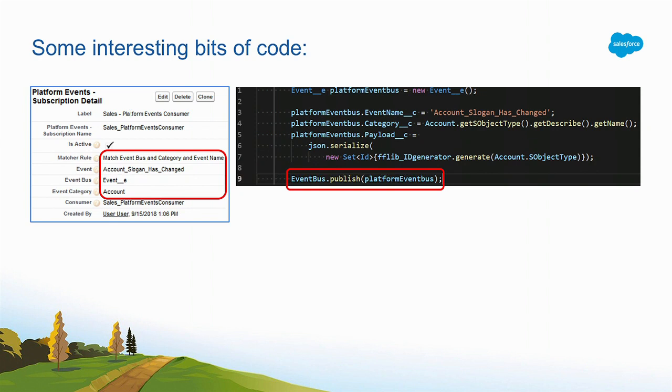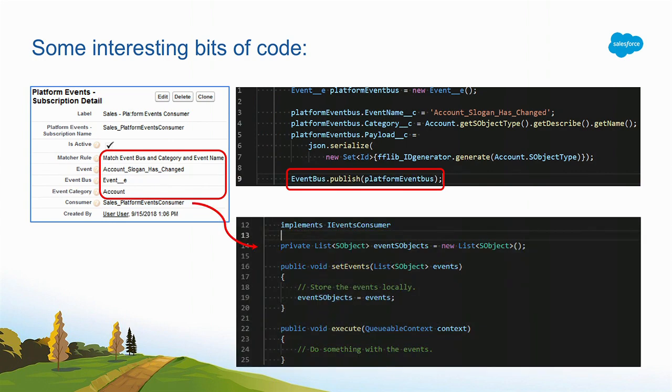In our particular case, I think we had two event buses, but mostly it was this event bus here. And anything to do with the account, it'll send it off to this consumer code that I just popped up, and you note that it implements that event consumer interface. And in line 16 is the set events.